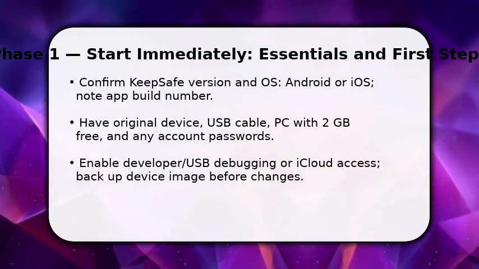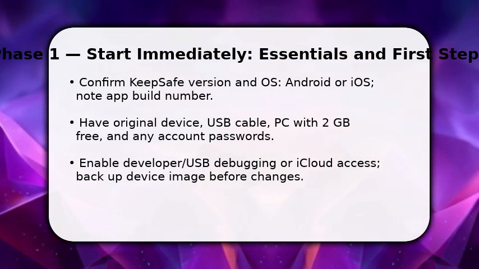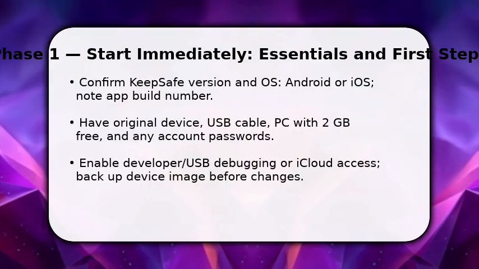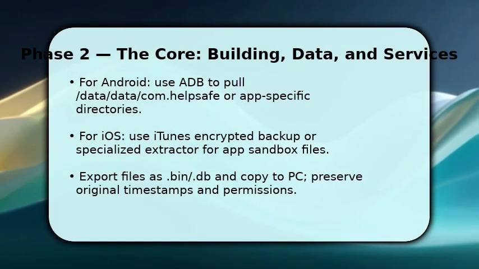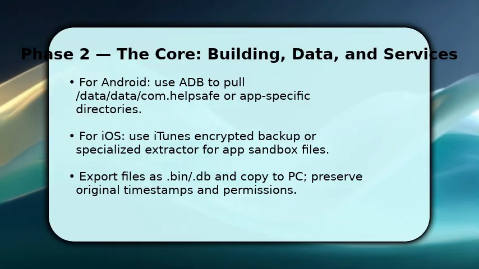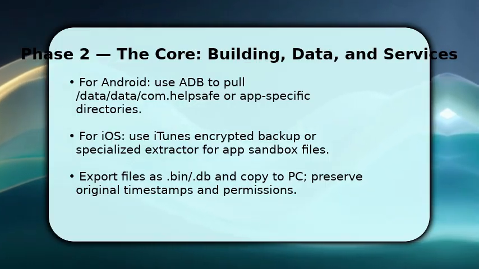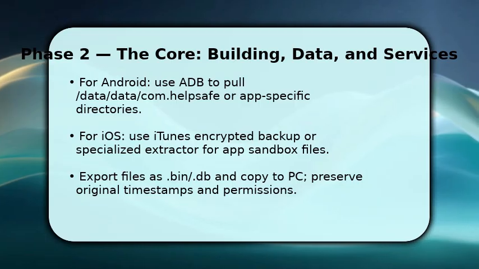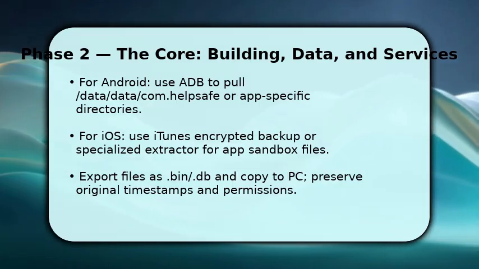Transition to the extraction phase only after confirming backups completed successfully, and you have at least 2 GB free on the PC. Next, extract the app sandbox. On Android, run ADB with root or backup permissions to pull /data/data/com.keepsafe and shared prefs. This yields databases and image blobs. On iOS, create an encrypted iTunes backup or use a trusted extractor to dump the app container.